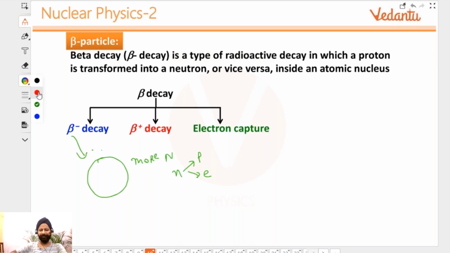But then there may be another nucleus which has more protons. It wants to get rid of a proton. So then it says, okay, let me make this a neutron and a positron. And this is going to be a beta positive.